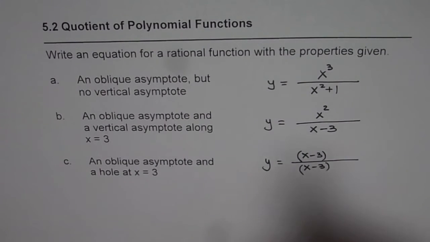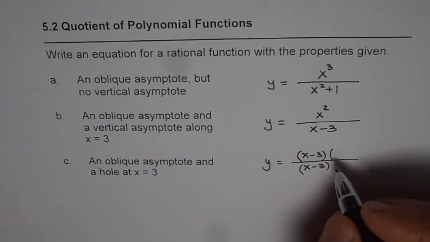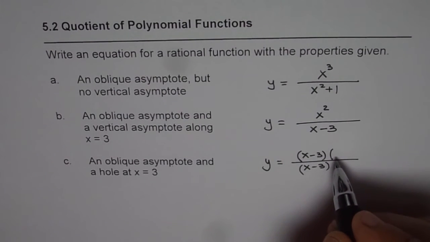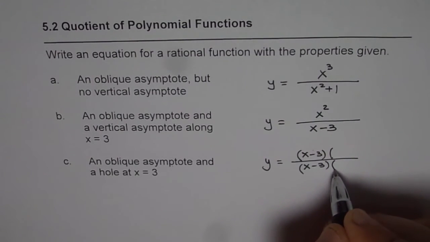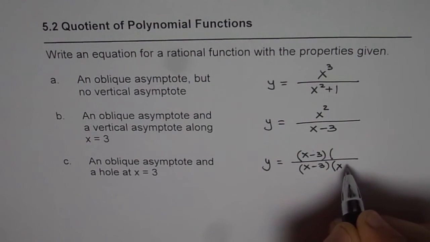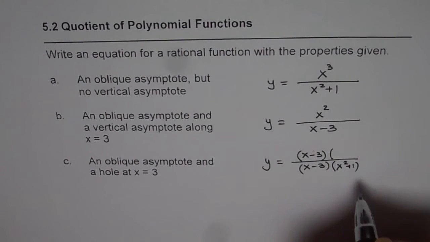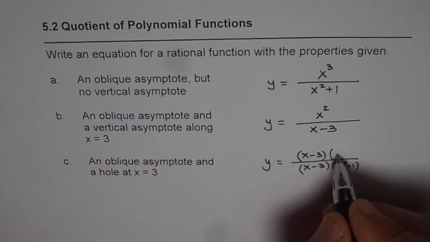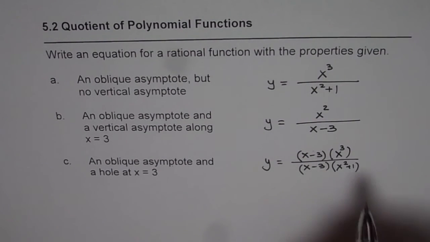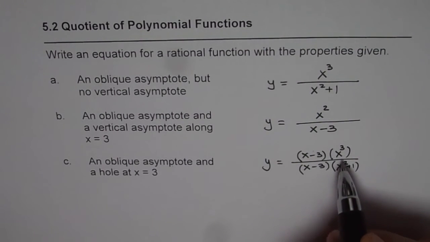Now we need an oblique asymptote. So I need to multiply this with something, correct? That is very important for us. If I multiply by, let us say, one factor, then these cancel out and we get that factor. So this is a tricky question. What I will do is put some factor here also, which is x squared plus 1. This is good to use since it does not add any vertical asymptote. Now I can write here x cubed. When I write x cubed here, it becomes an oblique asymptote, right?